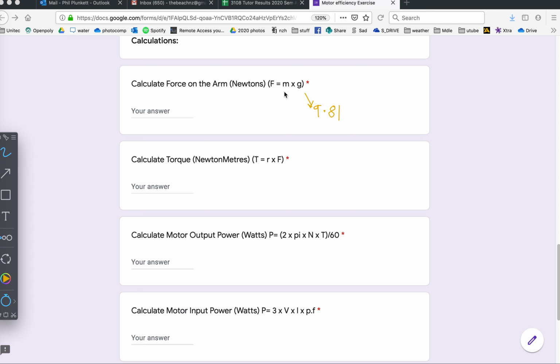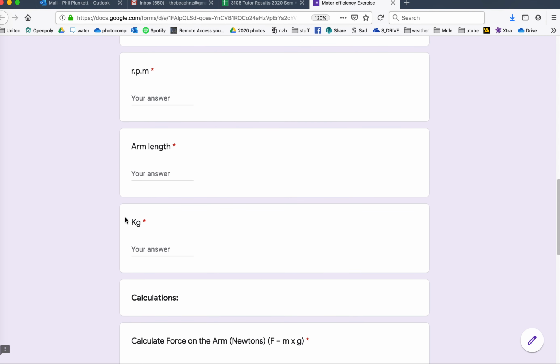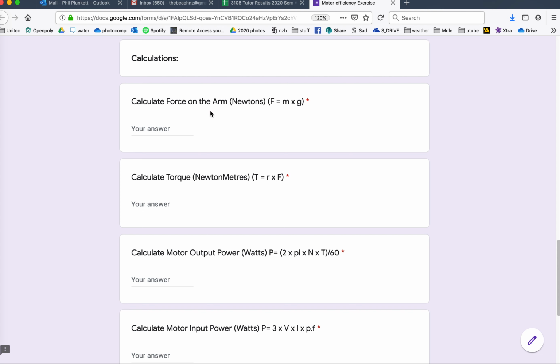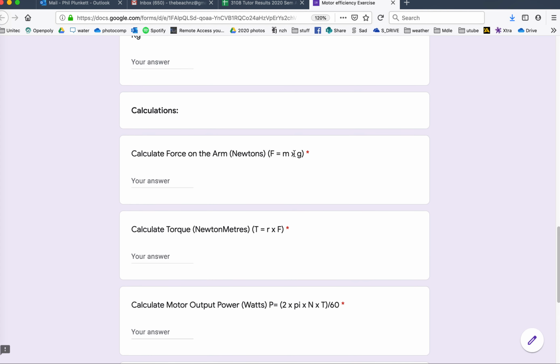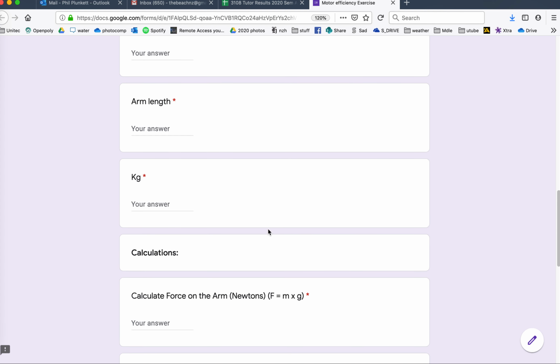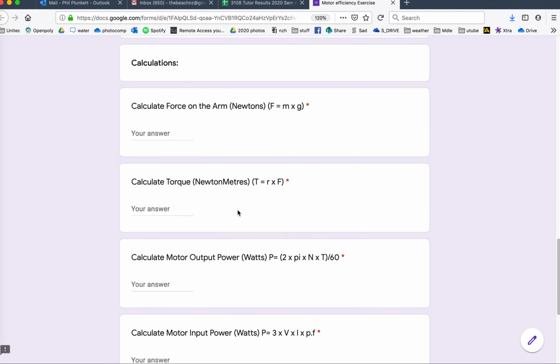Mass. Where's our mass? We know our mass. Our mass is kg. There's our mass. So this first bit here, although we work backwards, we're going to get our mass and change it to a force. We're going to get our kilograms and times it by gravity, 9.81. That's going to give us our force. We're going to put our force in there, and we're going to times it by R. R is our arm length. So it's going to be arm length times kilograms times gravity. That will give us our torque.